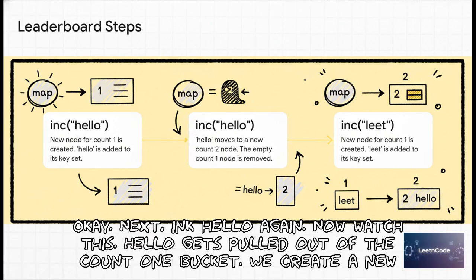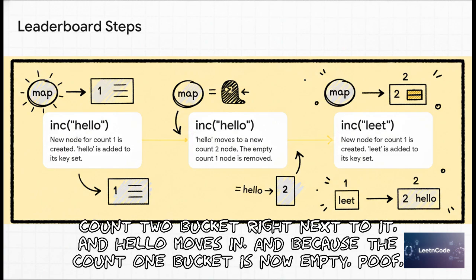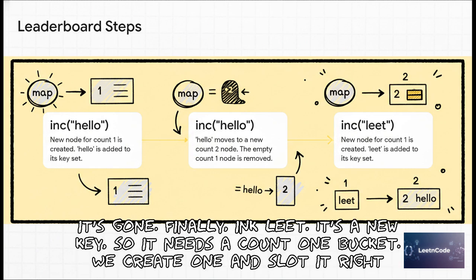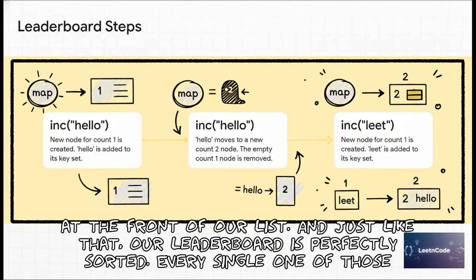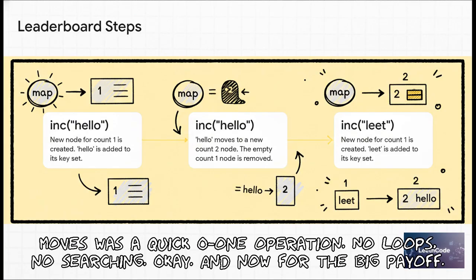Okay, next, inc hello again. Now watch this. Hello gets pulled out of the count 1 bucket, we create a new count 2 bucket right next to it, and hello moves in. And because the count 1 bucket is now empty, poof, it's gone. Finally, inc leet. It's a new key, so it needs a count 1 bucket. We create one and slot it right at the front of our list. And just like that, our leaderboard is perfectly sorted. Every single one of those moves was a quick O(1) operation. No loops, no searching.